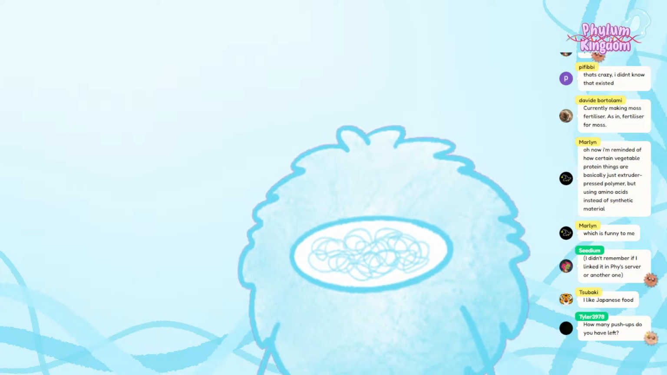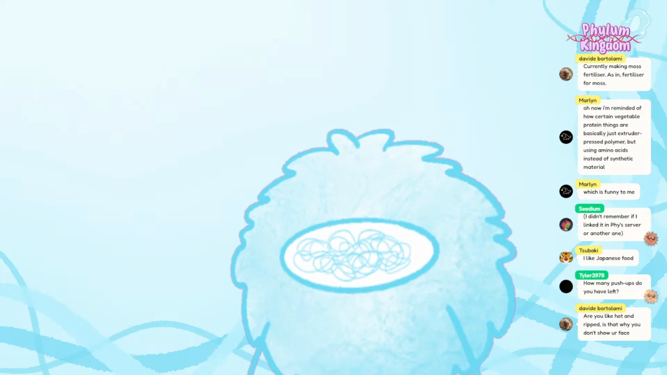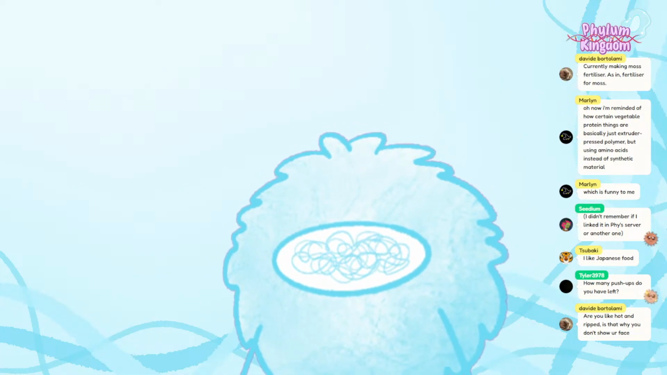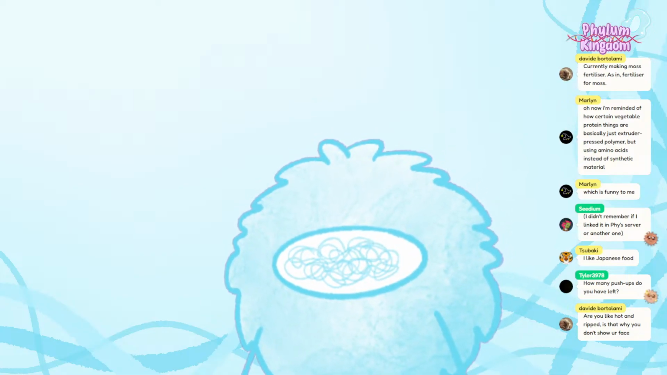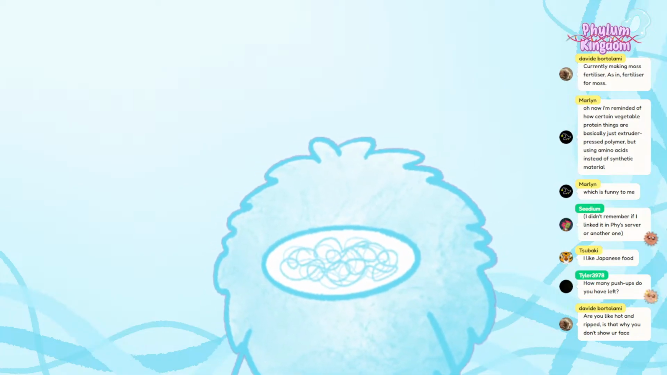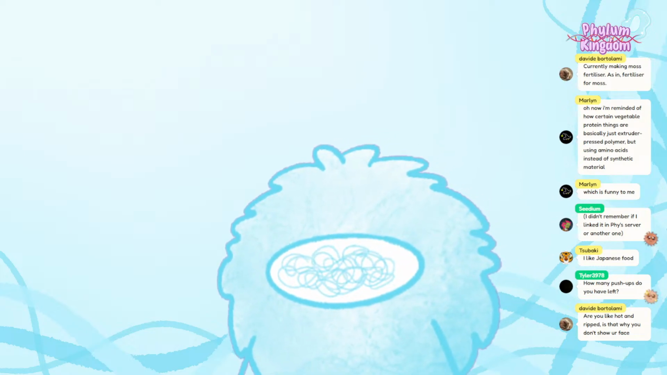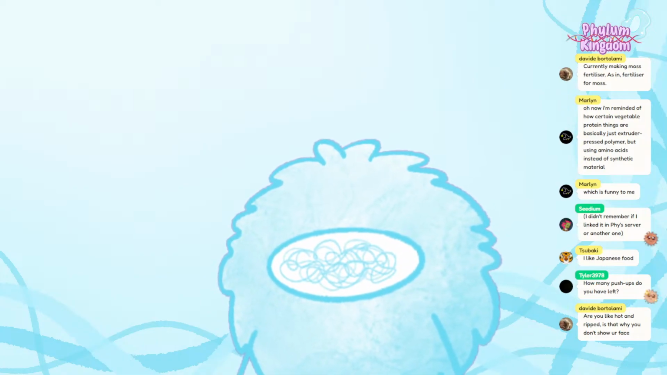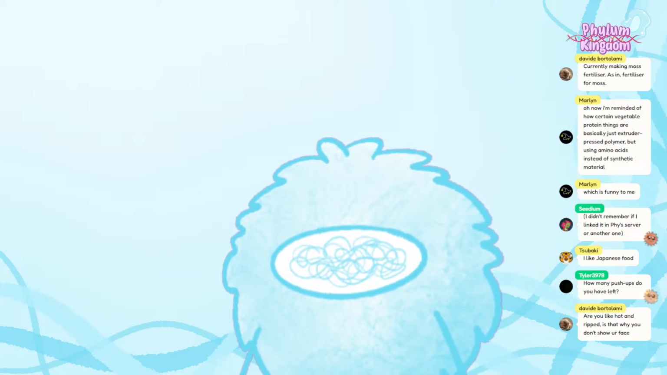I'm reminded how certain vegetable protein things are just extruder pressed polymer, but I'm using amino acids instead of synthetic material. Yeah, I mean, I think the thing that made me finally want to make my own seitan is watching that video where the chef explained how they were mimicking the structure of meat, right? Because I've been interested in synthetic meat for a while because, again, I don't want an animal to die so that I can have protein on my plate. And something that they stress a lot in lab-grown meat spaces or artificial meat is getting the fibers correct. And because you can manipulate seitan to generate those fibers, it does end up a lot more like meat than you would expect.